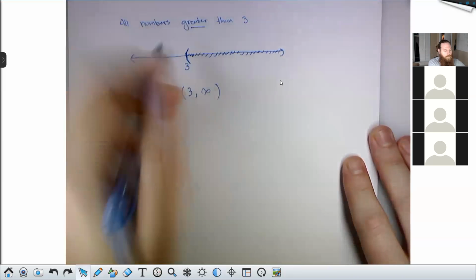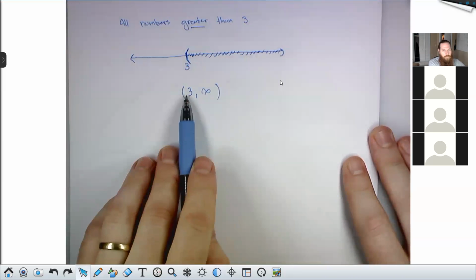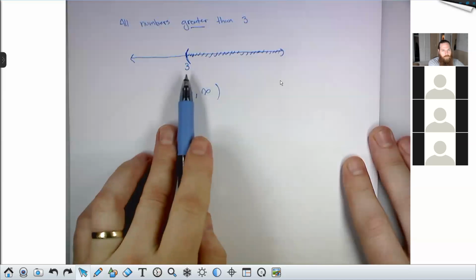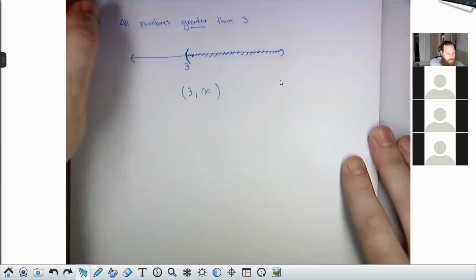Perfect. Yeah, we always use the paren on the infinity symbol, and then we use a paren on the 3 here as well, because 3 is not included in this set, right? 3 is not itself greater than 3. So this is perfect for part B.